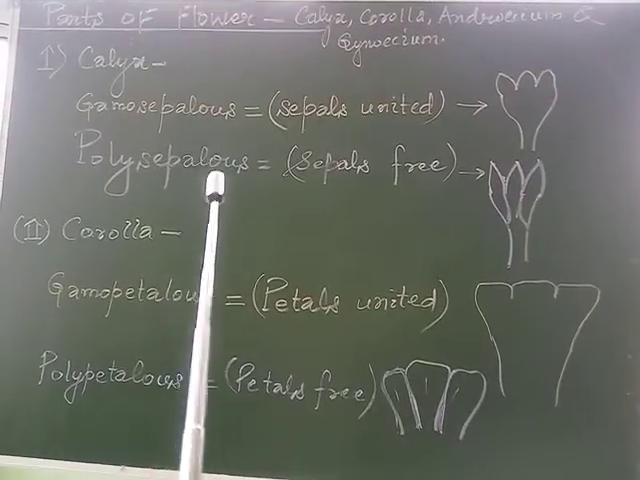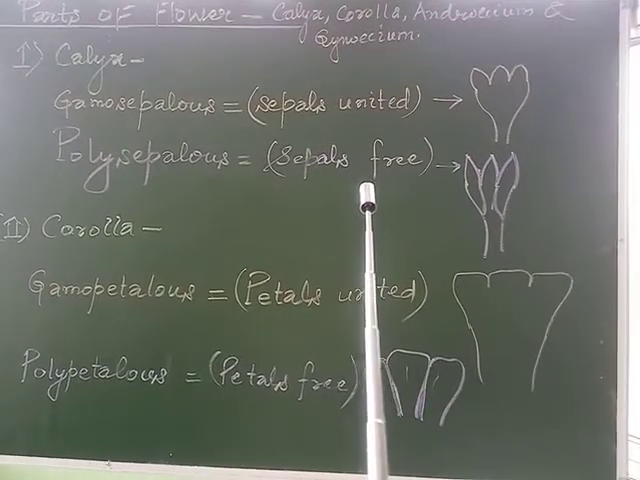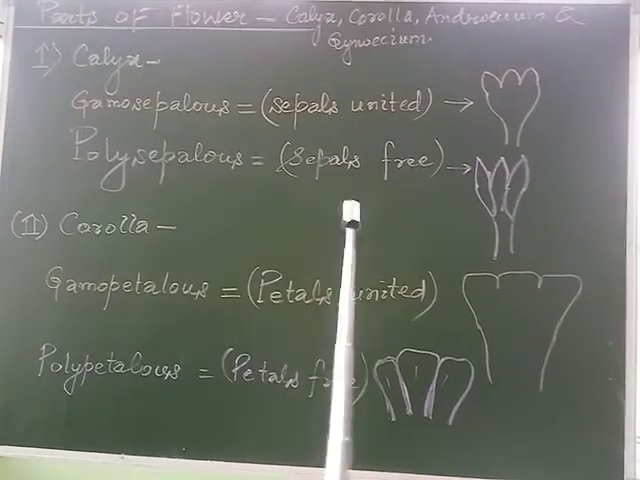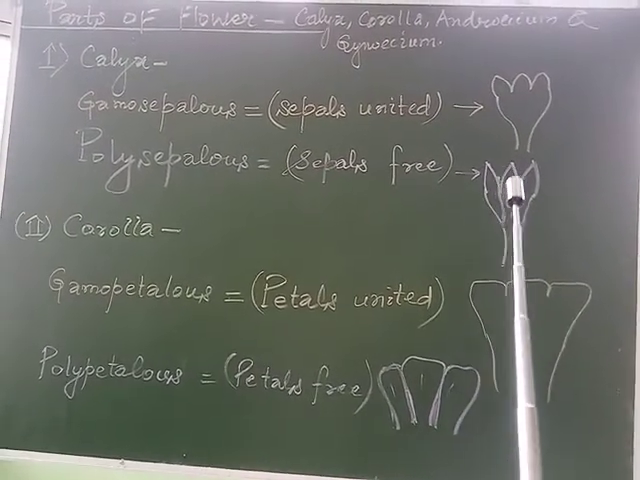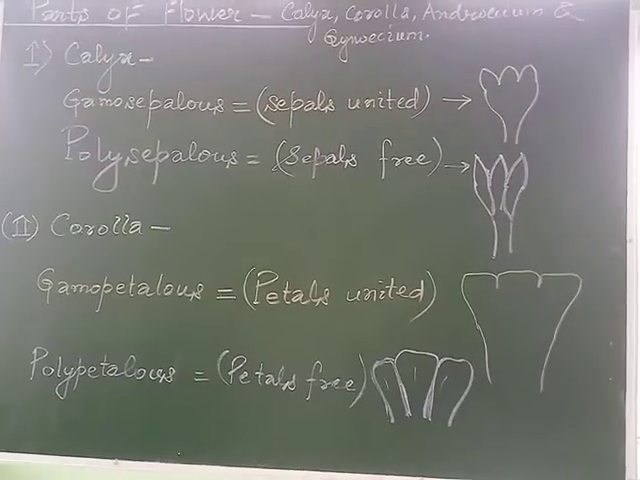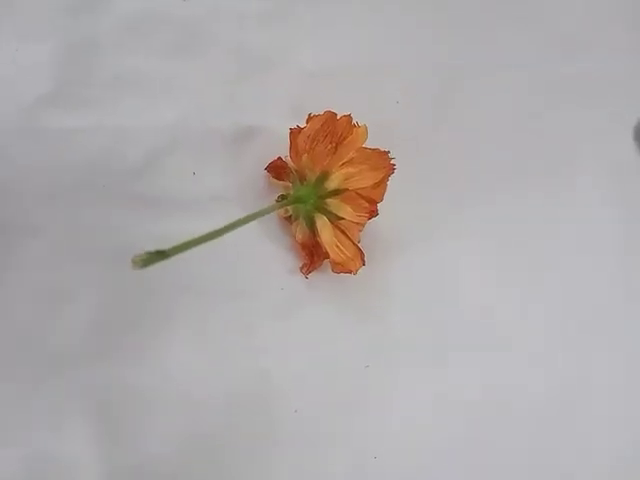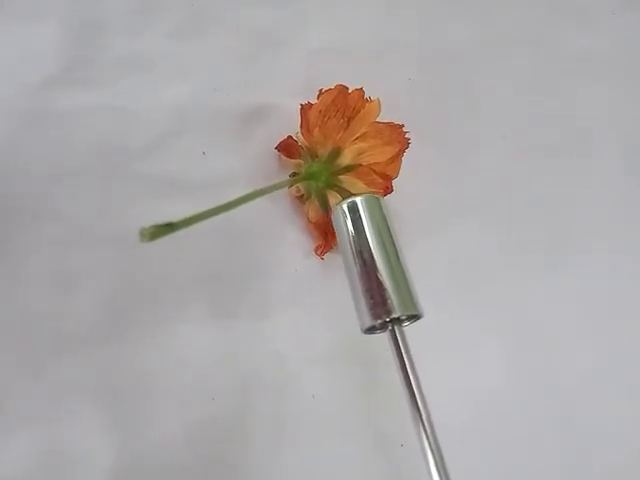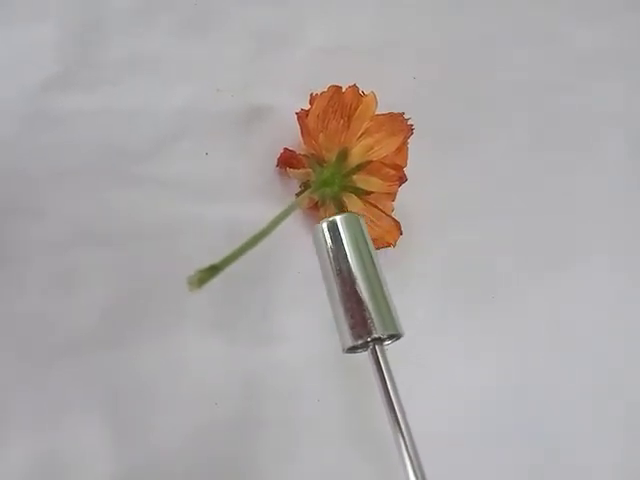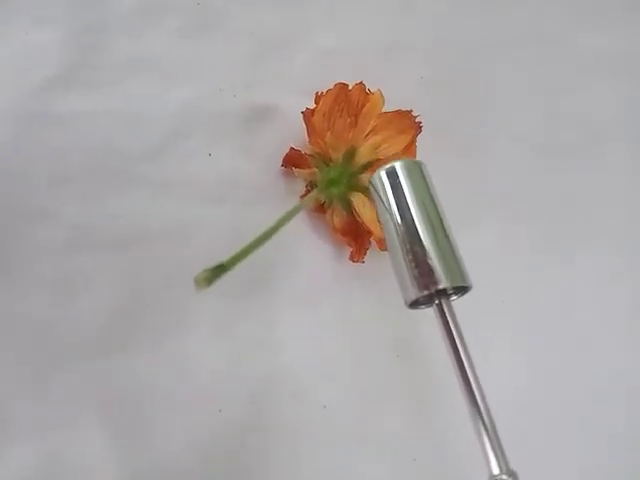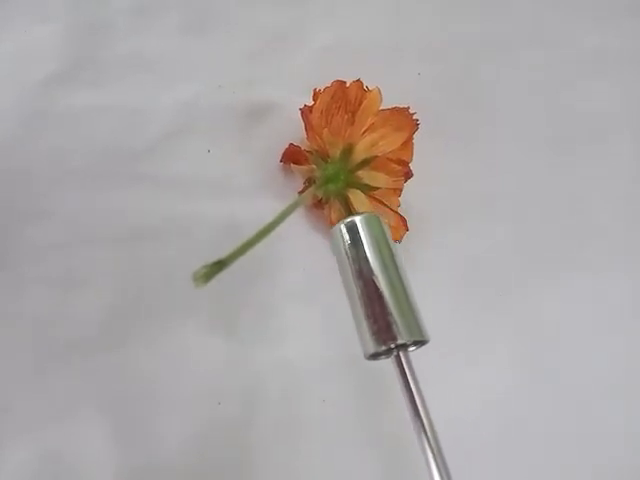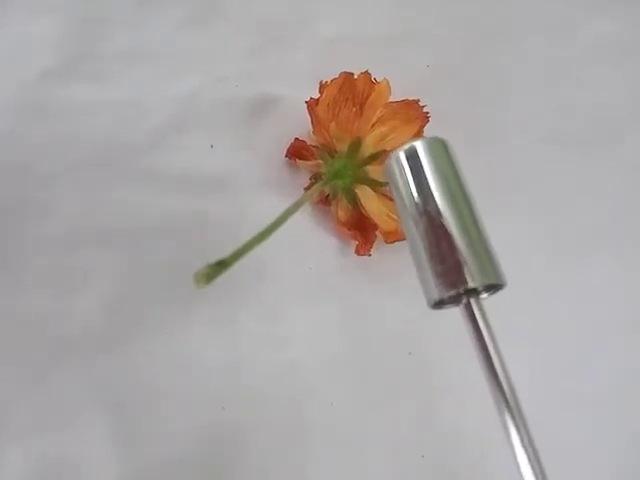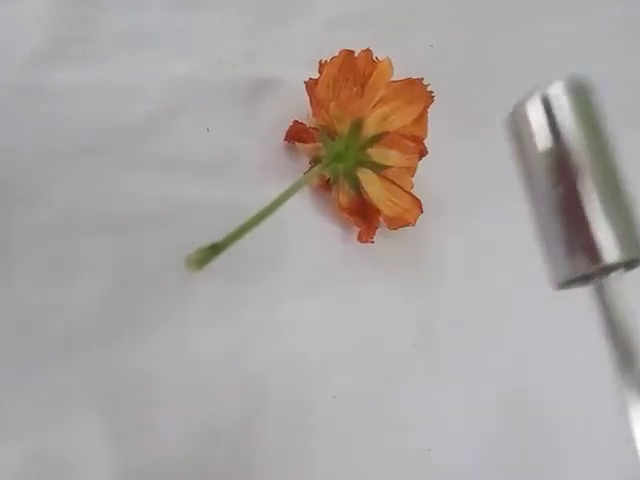Whereas if the sepals are free, meaning they are not united to each other, then the condition is called a polysepalous flower. For example, in this case we may observe the sepals are free, so it is called a polysepalous flower. Here also we may observe the units of calyx, which are the sepals, are free. These green colored structures, we may observe the edges are not joined to each other, meaning they are free. So in this condition also we may say the flower is polysepalous.